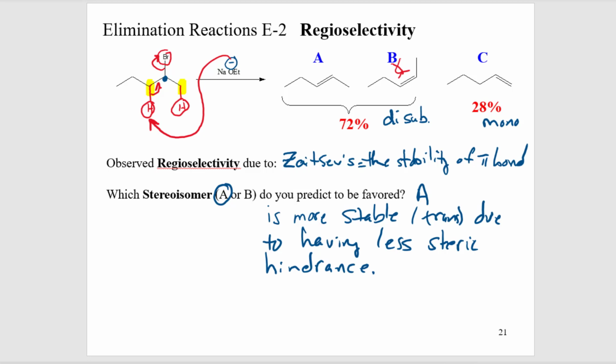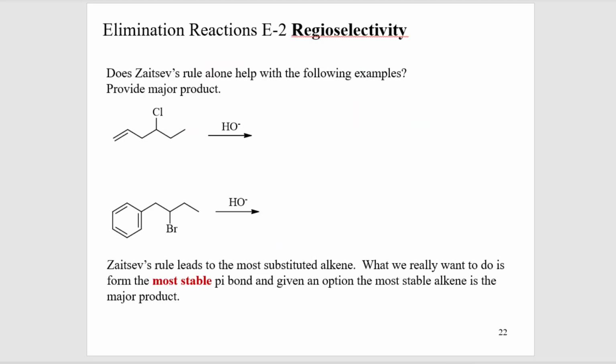Okay, so I know that A and B are both going to be more populated than C, but the major product for this system is going to be A. A larger part of the 72% will be A. I also want to give you a little note that sometimes it looks like you have a tie. And among some of those ties, not always, but sometimes, you can actually see other things other than Zaitsev's rule at play. Let me give you an example.